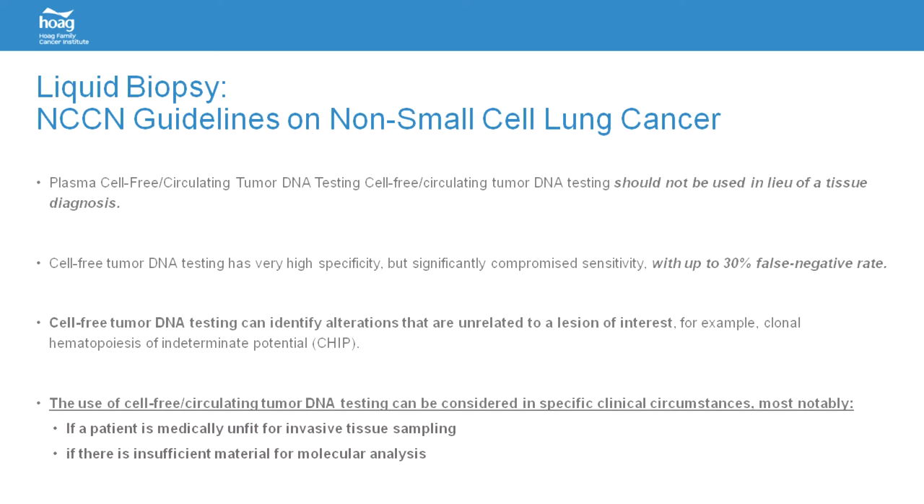And with cell-free DNA testing technology, anything floating around in the blood can potentially show up on these assays. So you actually get alterations that are unrelated to the cancer you may be trying to treat or diagnose. One particular example of that is a phenomenon called clonal hematopoiesis of indeterminate potential, where the bone marrow cells are actually producing mutations and shedding those into the circulating blood as well. So that's something to keep in mind.